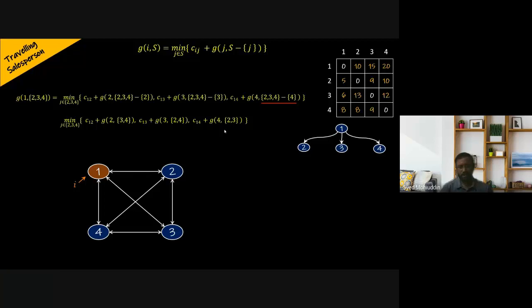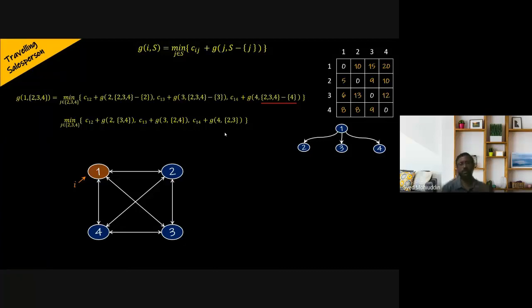So at this stage, we have only derived a condition, an equation through which we can find a minimum cost: which path, if we start from vertex 1, if we go to vertex 2 or vertex 3, vertex 4, which one will lead us to minimum. But we still don't know, because G of 2 comma set {3, 4} has to be computed. The same way, G of 3 comma {2, 4} has to be computed, as well as G of 4 comma {2, 3}. So that's the next stage.